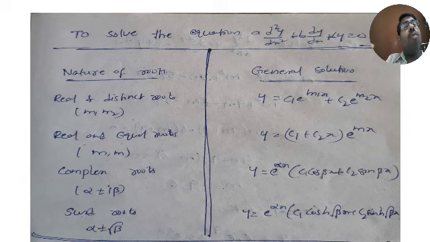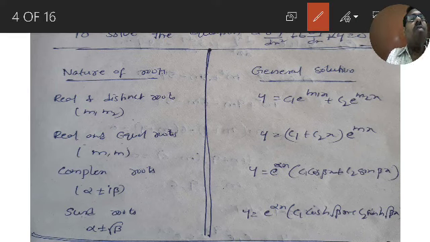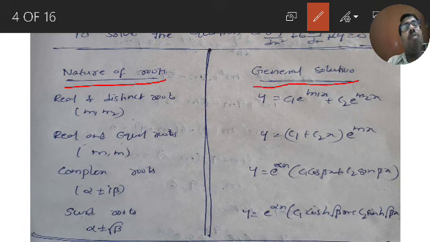First of all you have to write it in operator form. Once in operator form, go to the auxiliary equation. Auxiliary equation is a quadratic equation. Now from the quadratic equation find roots. After finding roots, write the general solution. So this is the nature of roots. We have nature of roots, and depending on the nature of roots we have a solution.